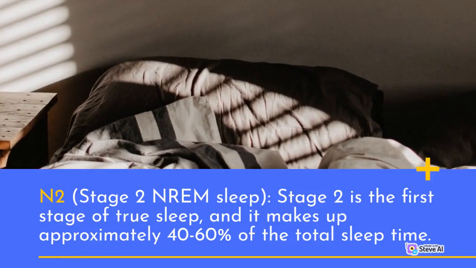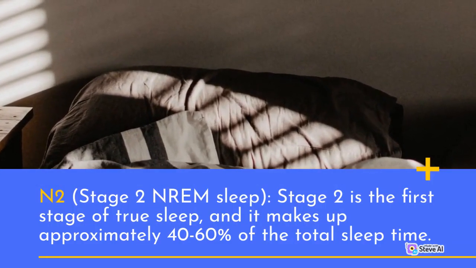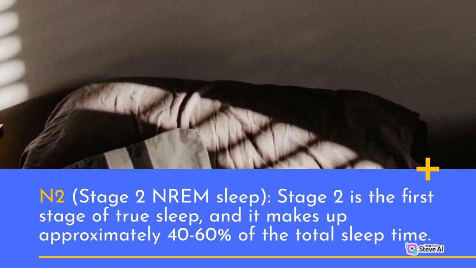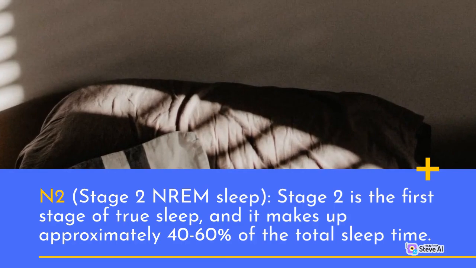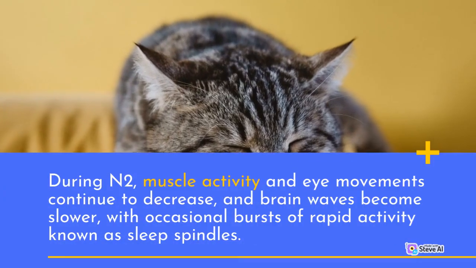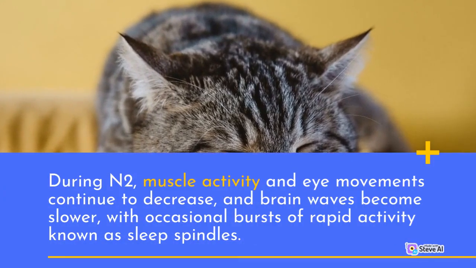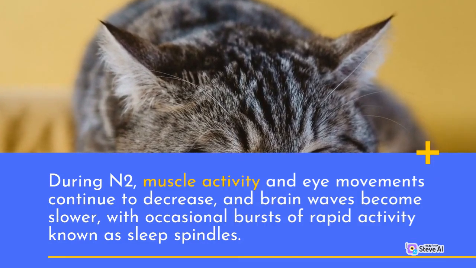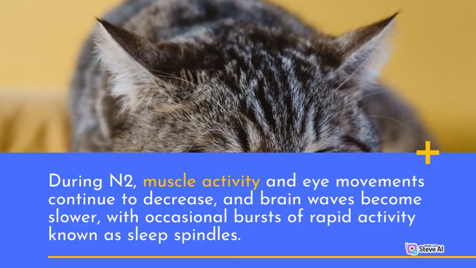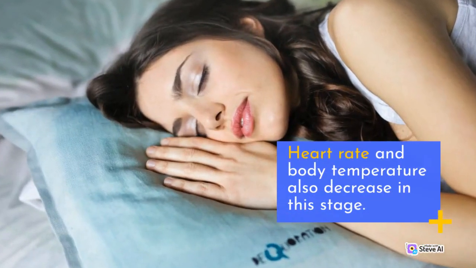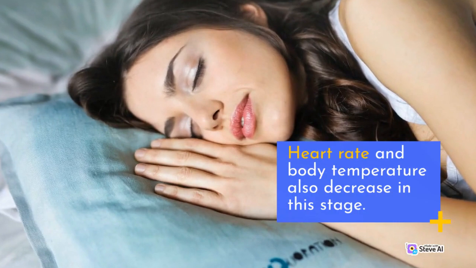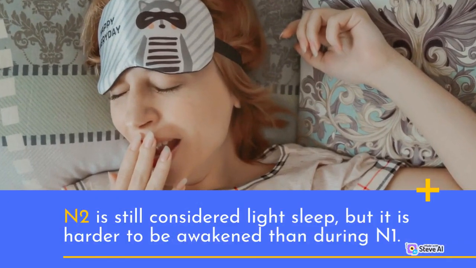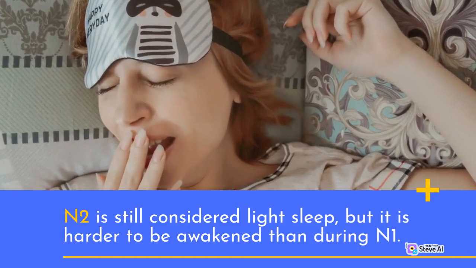N2, Stage 2 NREM sleep. Stage 2 is the first stage of true sleep, and it makes up approximately 40 to 60% of the total sleep time. During N2, muscle activity and eye movements continue to decrease, and brain waves become slower, with occasional bursts of rapid activity known as sleep spindles. Heart rate and body temperature also decrease in this stage. N2 is still considered light sleep, but it is harder to be awakened than during N1.